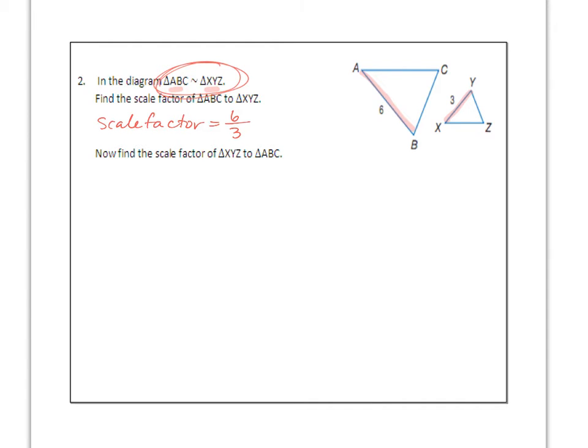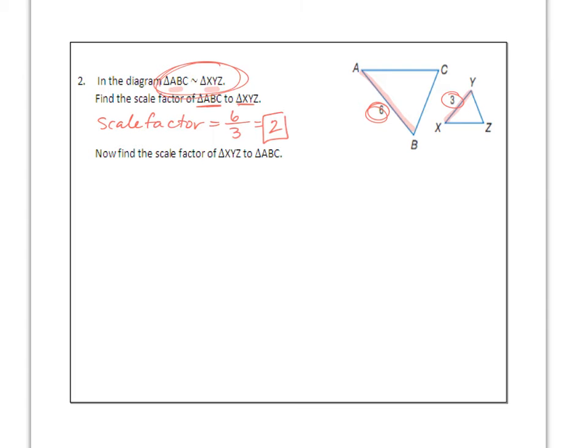Now, you have to list them in order. You have to have the ABC one first, which is right here. It's 6. And then the XYZ one second, which is 3. Now 6 divided by 3 is 2. You should always simplify, so the scale factor is 2.